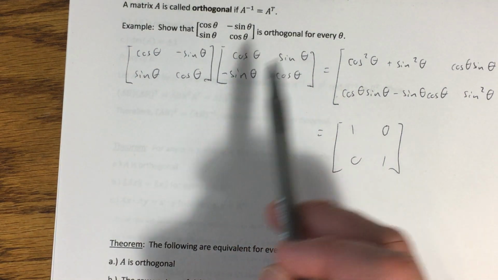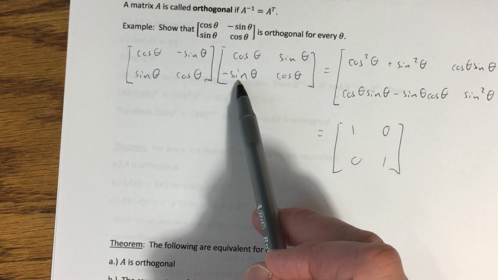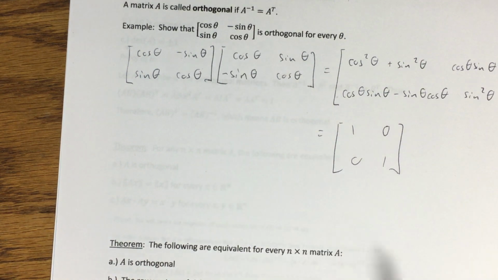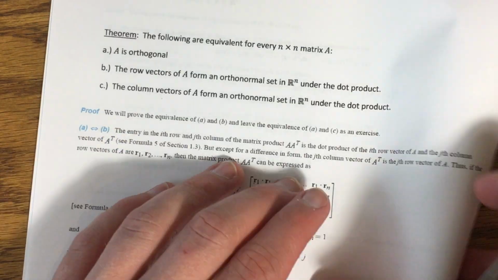What if I dot this row vector with this row vector? Well, that's cosine times negative sine plus sine times cosine, which is 0. These two rows are orthogonal to each other. So we can see that in that example.